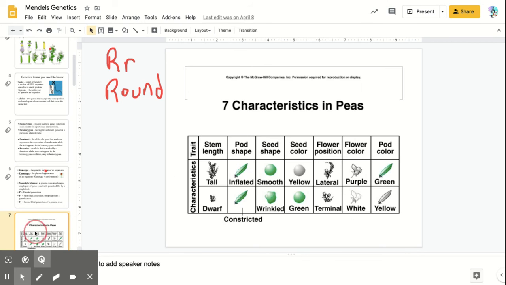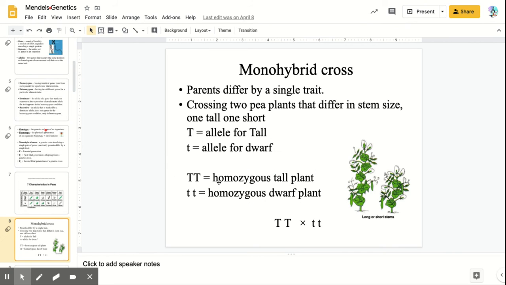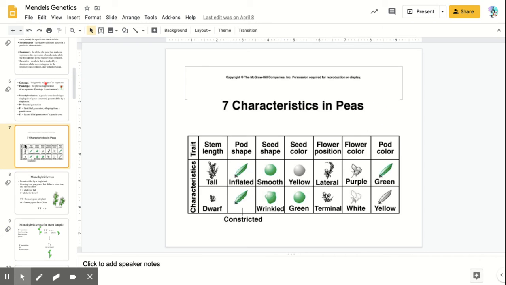So Mendel looked, like we said, at 7 characteristics in pea plants. He said that they were either tall or short, inflated or constricted, round or wrinkled, smooth or wrinkled, yellow or green, axial or terminal, purple or white, green or yellow. I have no idea why this picture is so terrible, and there's zero color. I apologize.